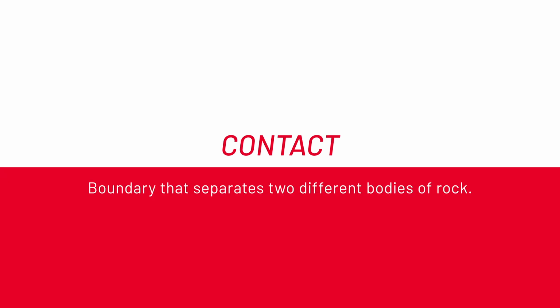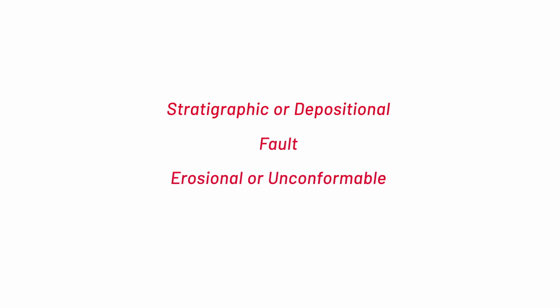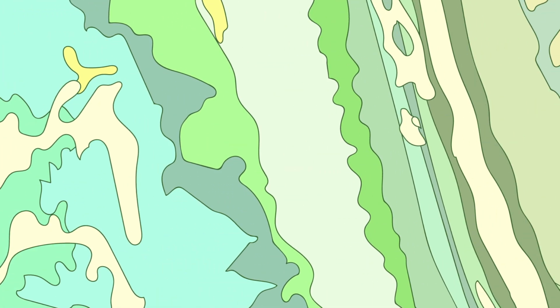So if you remember, there are 4 different types of contacts. A contact is a boundary that separates 2 different bodies of rock. And these 4 types of contacts are first, stratigraphic contacts, or you could also call them depositional contacts. Second, fault contacts. Third, erosional or unconformable contacts. And fourth, intrusive contacts.